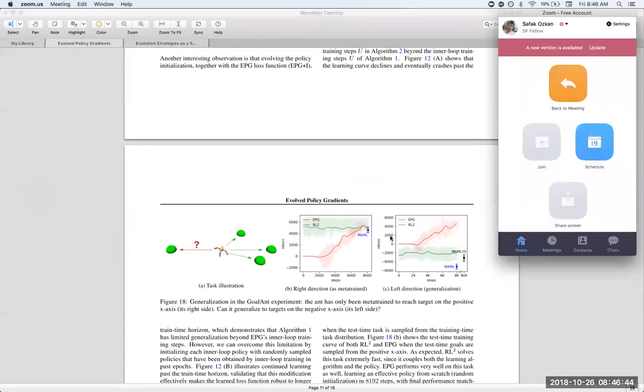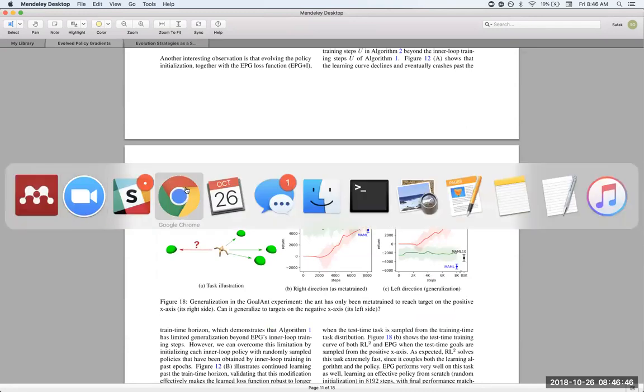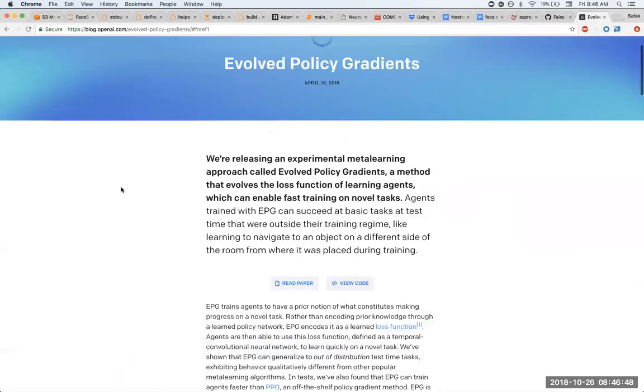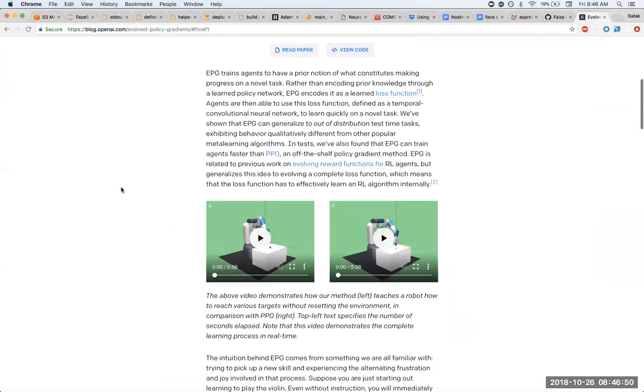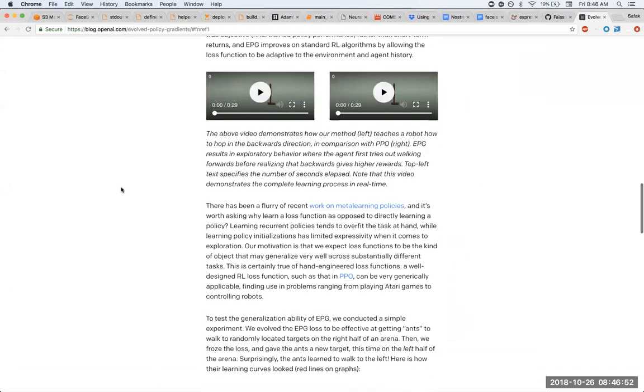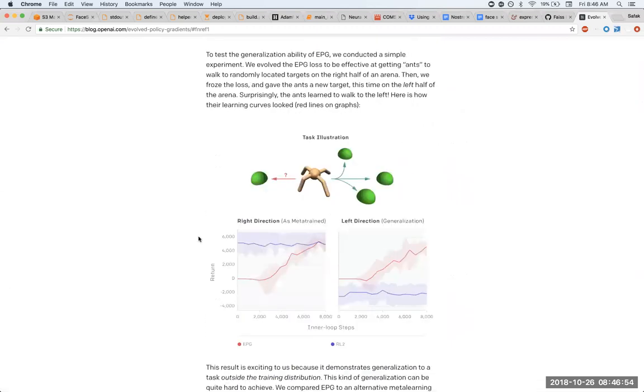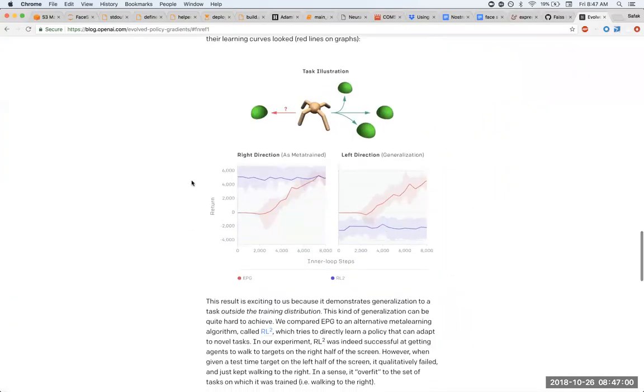Let me actually go to desktop. Oh, okay, it's here. Okay, evolved policy gradients. Okay, here we go. Is this the same figure? It is indeed.